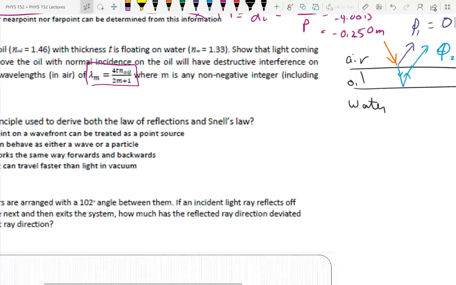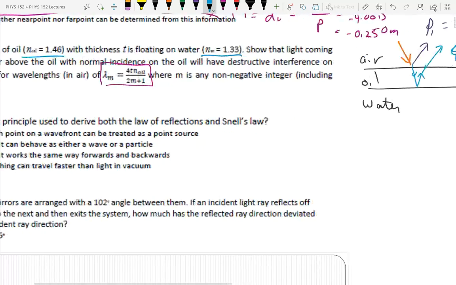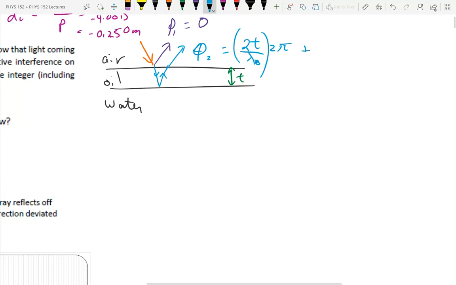Okay, here are the numbers. Water has an index of refraction of 1.33 and oil 1.46. Is water a faster or slower light speed than oil? Faster. If you reflect off of a faster speed, then you have a phase shift of pi. And so that's the phase shift for the second one.